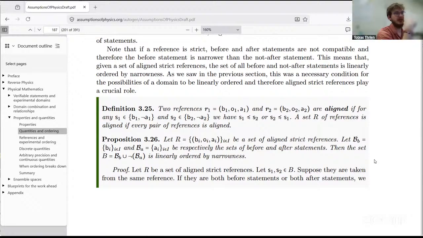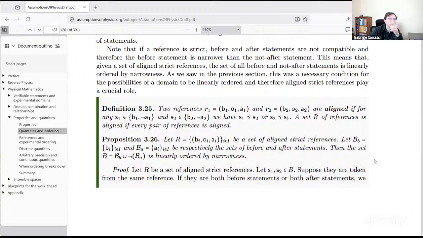So I want a linear order. Everything needs to be related to everything else. And then I want it to be strict, and then I can just move my reference point, and it's going to be naturally ordered by narrowness. Like I focus on the interval from minus infinity to my reference point. It's going to have a sharp edge, I guess, because it's strict. And then everything is related to everything else because the references are aligned, and then I get a linear order. I think that makes intuitive sense.